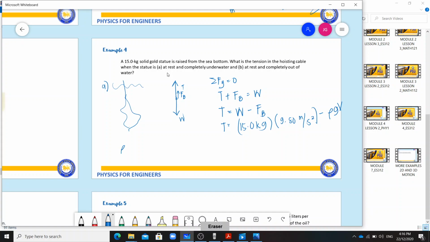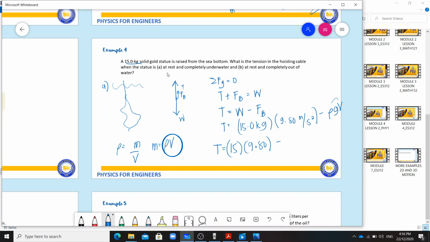Ngayon, wala tayong ang rho V natin. Okay? Diba kung maalala mo, density is equals to mass over volume. Tama ba? So, ang mass natin ay equivalent sa rho V. Tama ba? Okay, meron tayong mass na given. So, T is equals to 15 times 9.8 minus yung mass, okay, yung mass ng gold, okay?